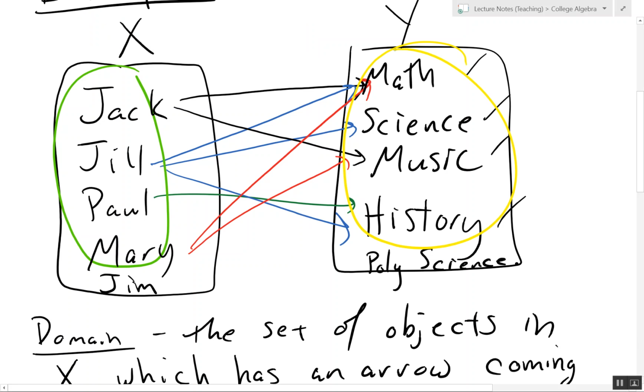And so this is mapping notation. So in the next video, we're going to talk about how to turn mapping notation into ordered pairs.